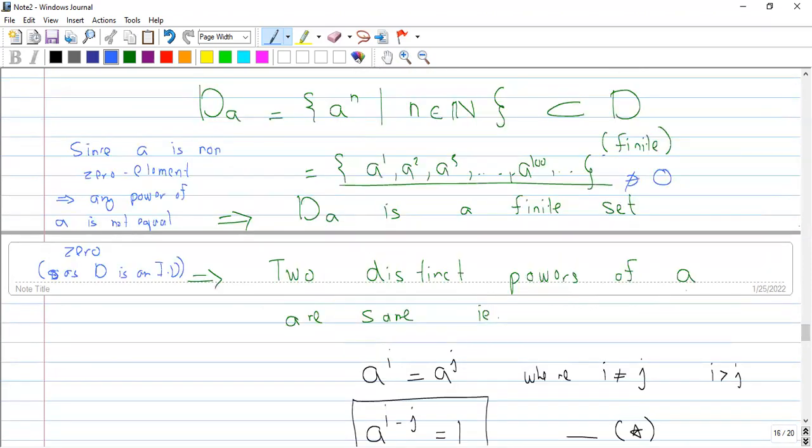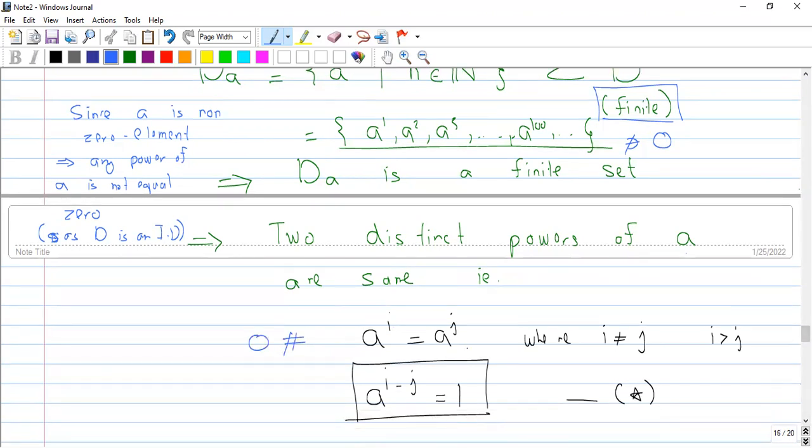So only from the finiteness, हम सिर्फ finiteness से ये imply नहीं कर सकते D के two distinct powers of A are same. We also use the fact that any power of A is not equal to 0. Okay. And now since two distinct powers of A, and of course these things are not equal to 0, so that's why I can move this thing from here to the right hand side, and I got this 1.